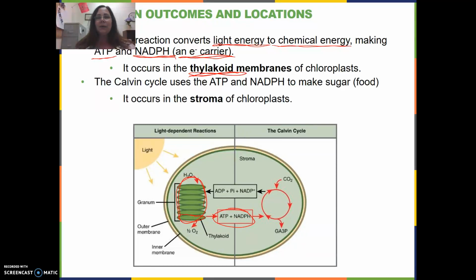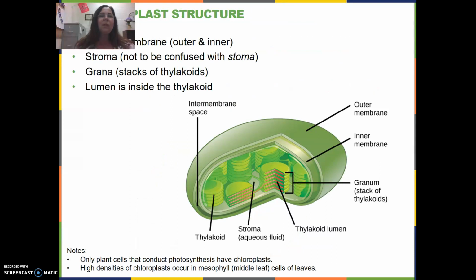And then the Calvin cycle reactions, which don't need light, they don't happen in the dark, they just don't need light, use the ATP and the NADPH to convert carbon dioxide into sugar. And the Calvin cycle reactions occur in the stroma, which is like the cytoplasm. It's the fluid-filled region that surrounds the thylakoids. Chloroplast is very similar to a mitochondrion in that it has a double membrane. It has an outer membrane and an inner membrane.